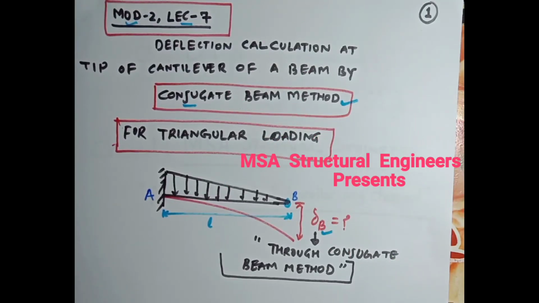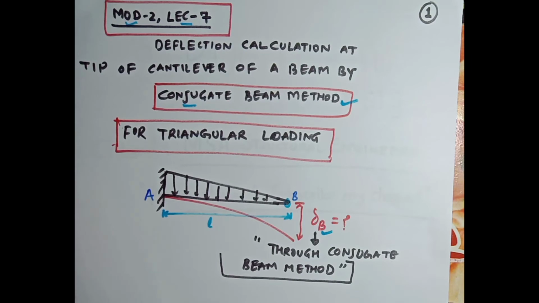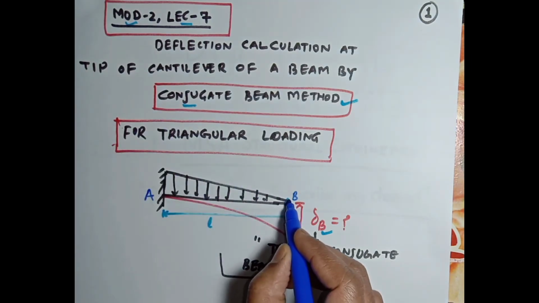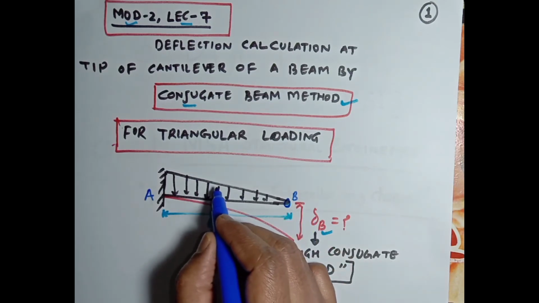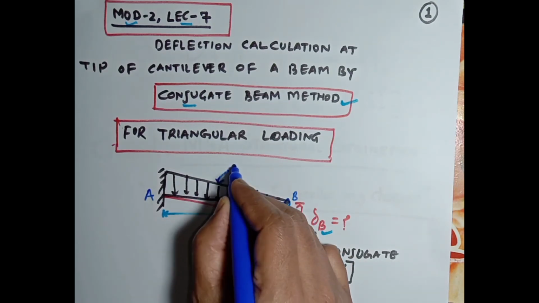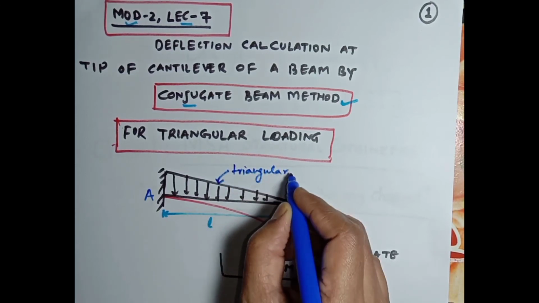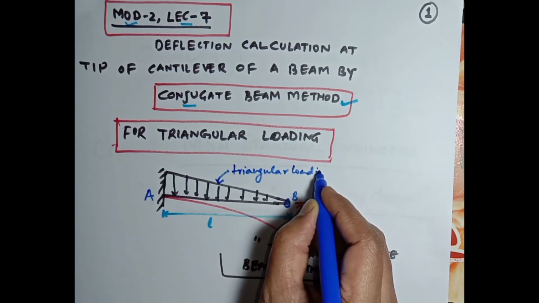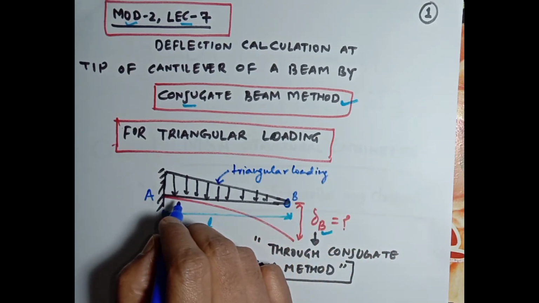Dear friend, I am here with you to discuss a very interesting example for the calculation of deflection at point B of a cantilever beam which is subjected to a triangular loading. This is the triangular loading, or you can say it's a linearly varying loading.